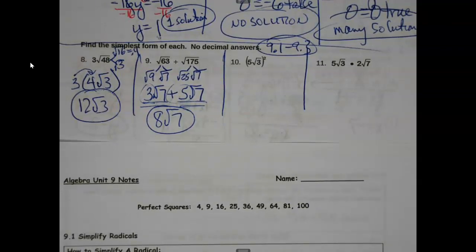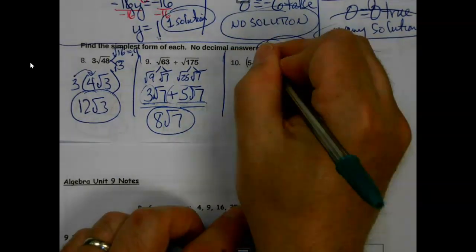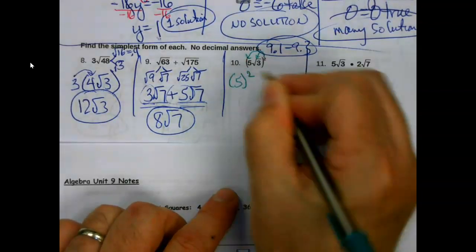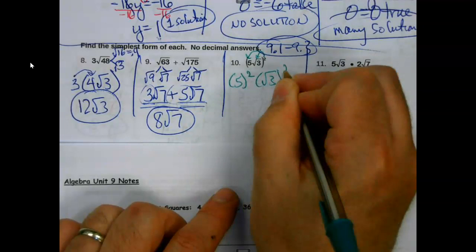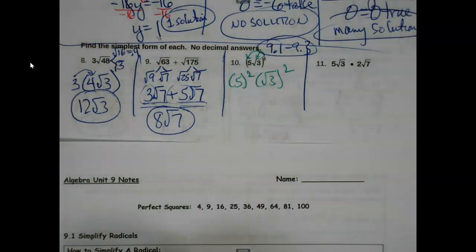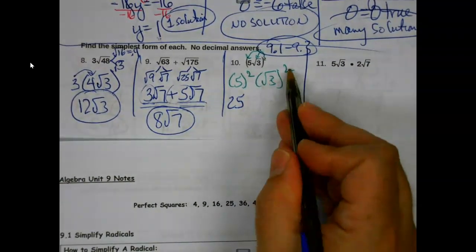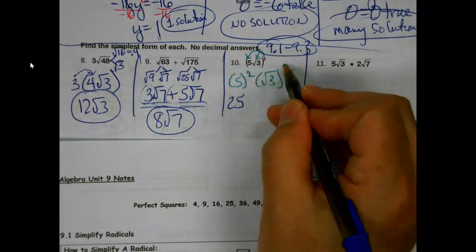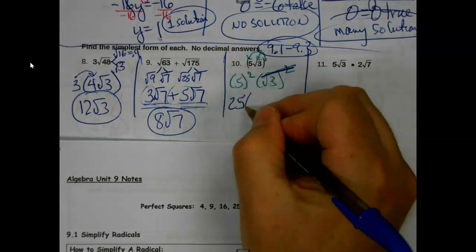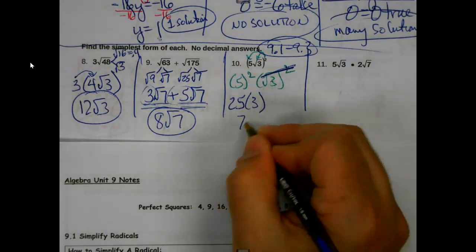Okay, let's see. We got to score. You're close. So I got 5 squared, and I got the square root of 3 squared. What's 5 squared? 9. Careful. Squared and square root are enemies. They cancel each other. And just leave me the number below, and then we got to multiply.